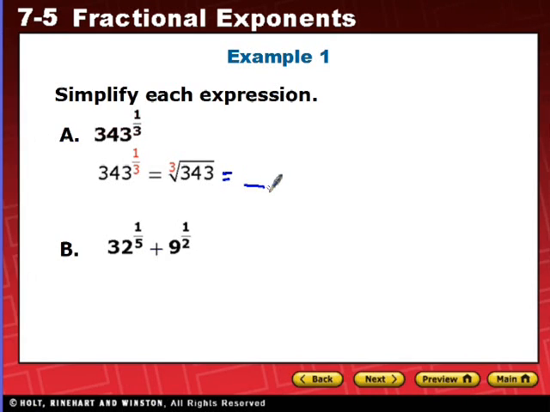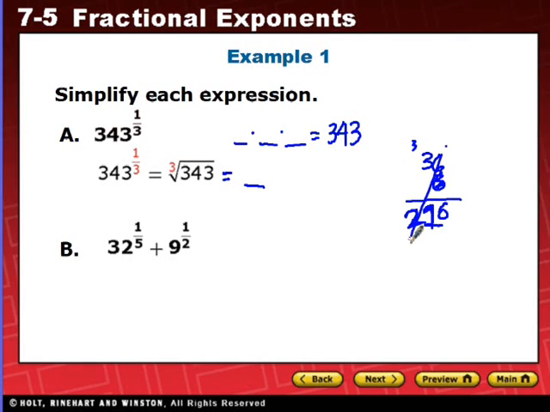Blank times blank times blank would equal 343. Well, it can't be too huge, right? Because 10 times 10 times 10 is 1,000. And I think it can't be 5, because then it would have to end in a 5, right? But let's see, 6 times 6 times 6, well, 36 times 6 is probably a reasonable kind of guess, but it's not going to end in the right digit, right? That's only 216. Wow, that is terrible handwriting.